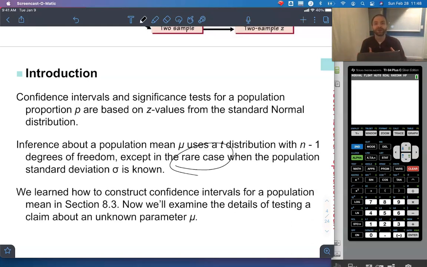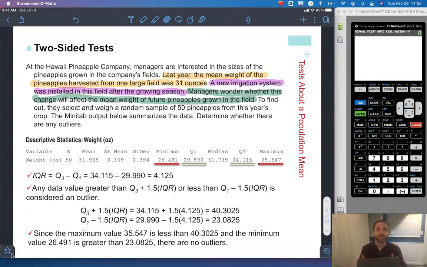Now, in this part, we're going to focus on what we learned in lesson 8.3 with population means and confidence intervals. And we're going to apply that same understanding to significance tests. And so that's where we're going in this video. And at the end of Mr. Manico's video, you went over this example dealing with two-sided tests with the Hawaiian Pineapple Company. Now we're going to be using the results of this example to extend into the new concept. So I want to review this example very briefly, just to make sure we can get our mind back on the right track.